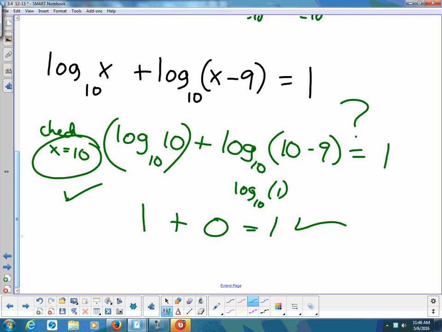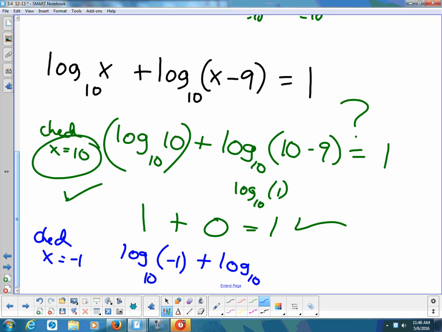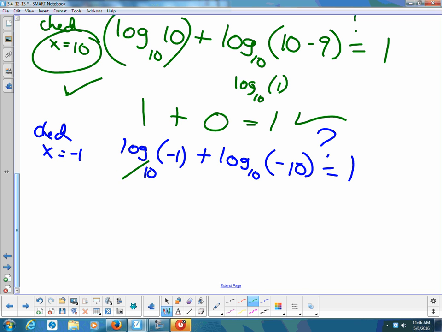All right, can we test negative 1? I don't think that one works. So that one, we're checking x equals negative 1. I got log to the base 10 of negative 1 plus log to the base 10 of negative 10. You have a negative. All right, so we're not allowed to do this? No. So this does not exist, neither does this one, right? Okay, so this is going to be an extraneous solution.